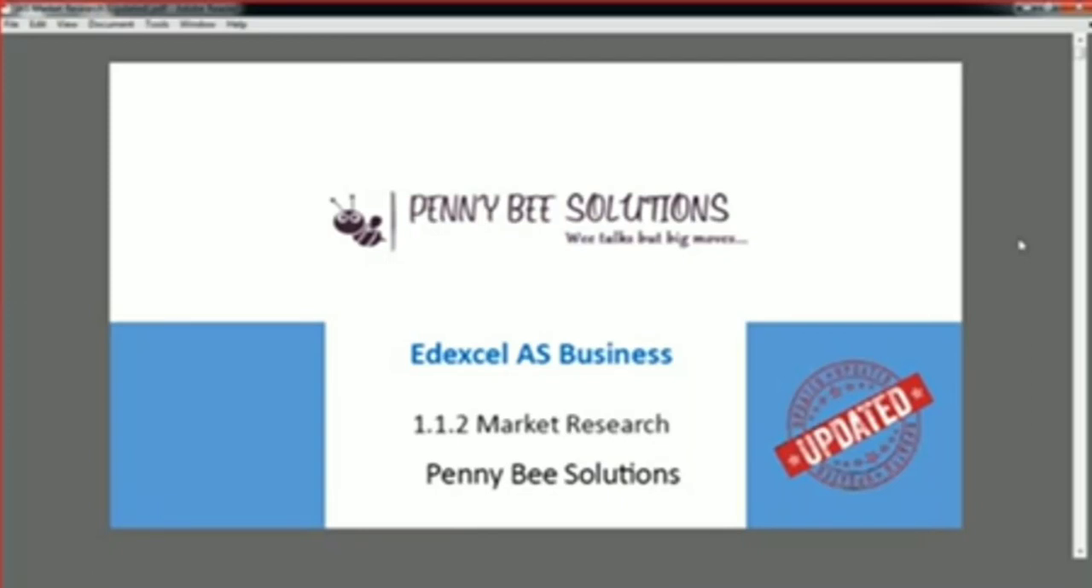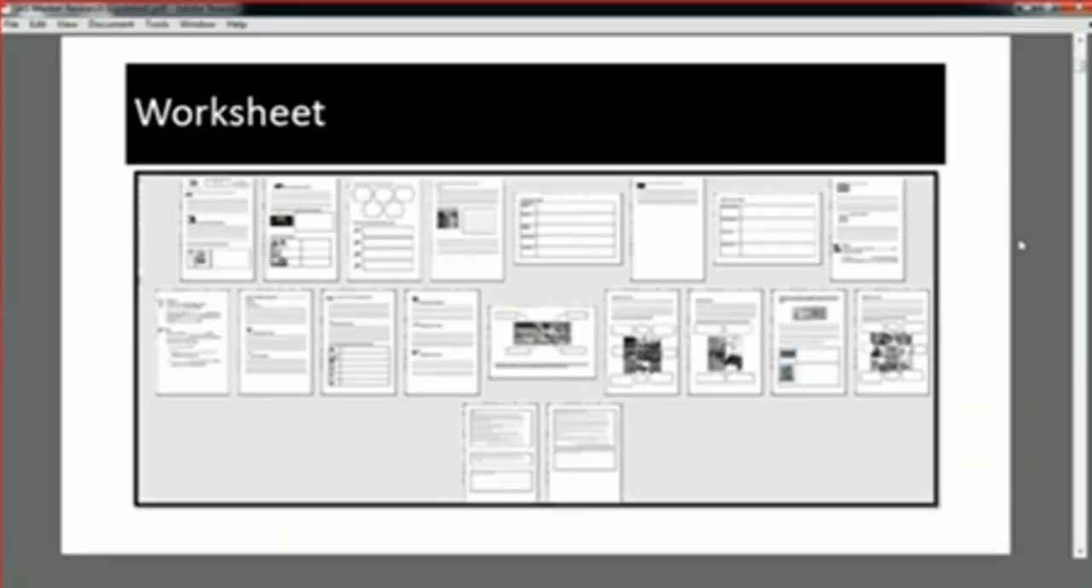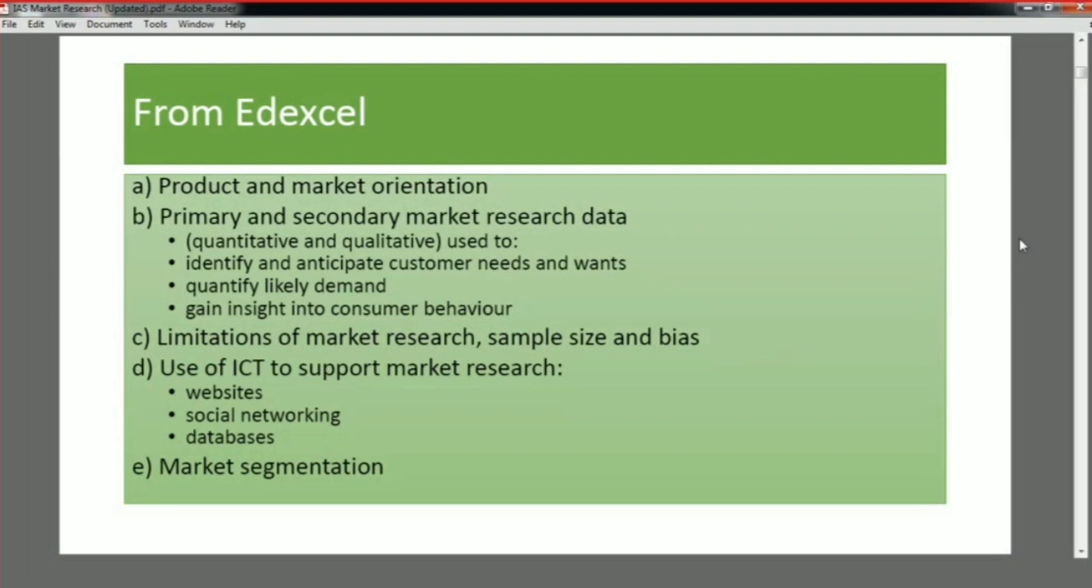The session is going to be market research. Firstly, we are going to cover the things we are going to look at today. From a Dexel perspective, it's about whether a business is product oriented or market oriented. So we are going to see the difference between a product oriented business and a market oriented business. We are also going to look into primary and secondary research, market data.